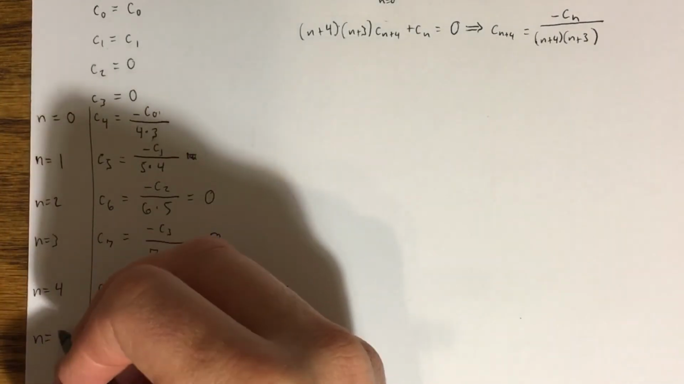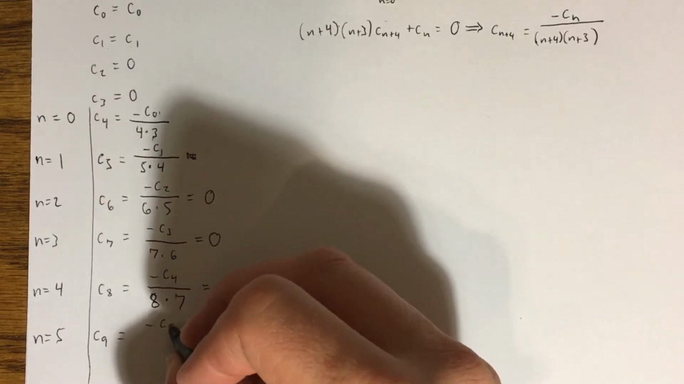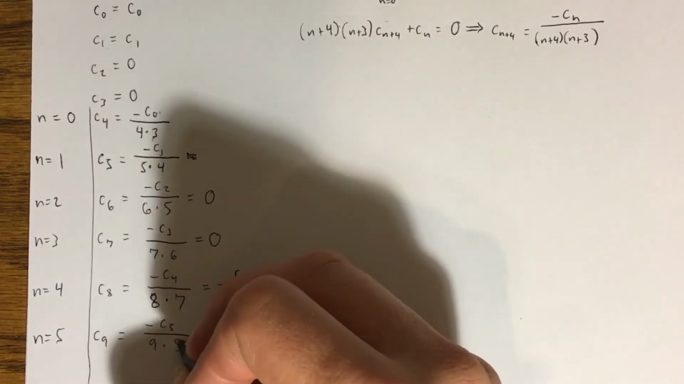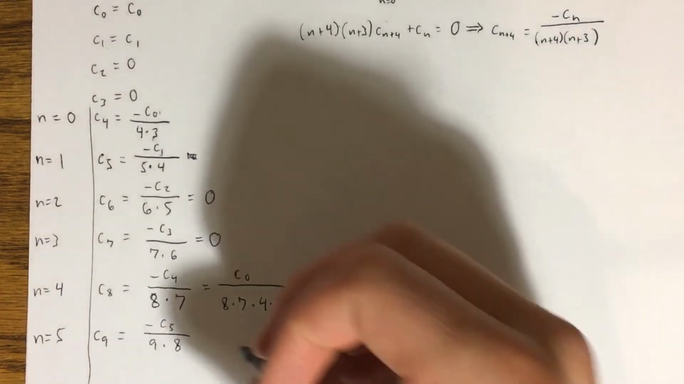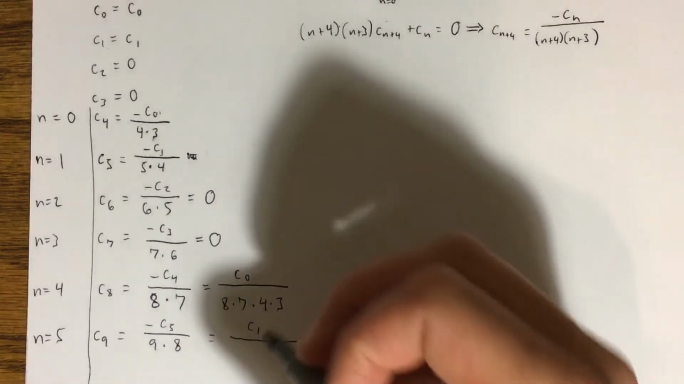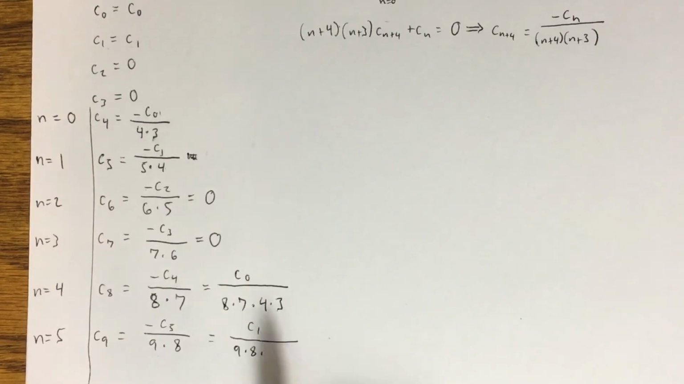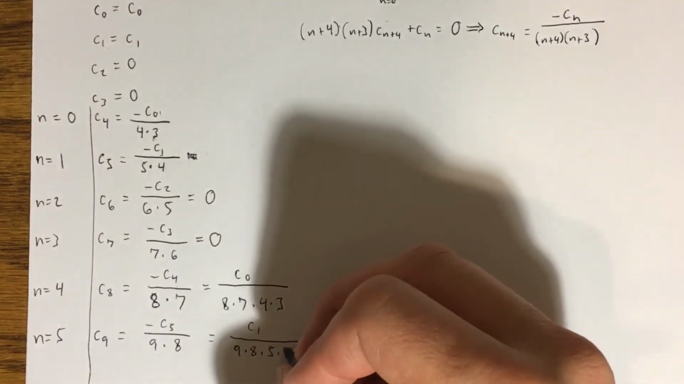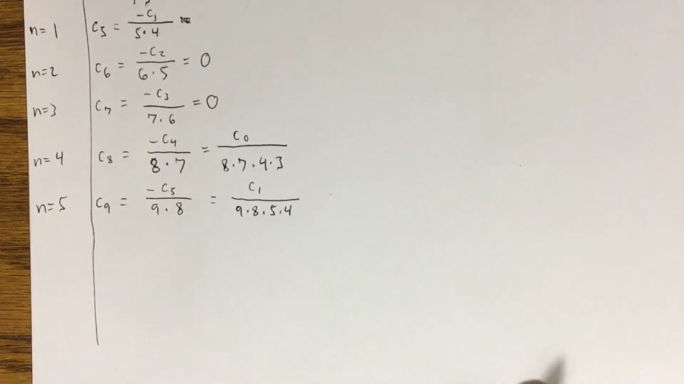We're going to get a few more terms here. n equals 5 gives me C9, which is equal to negative C5 over 9 times 8. C5 we found up here: negative C1 is going to give me C1 over 9 times 8 times the denominator up here, which was 5 times 4. Those top values are going to go off screen a little bit, but that's okay.